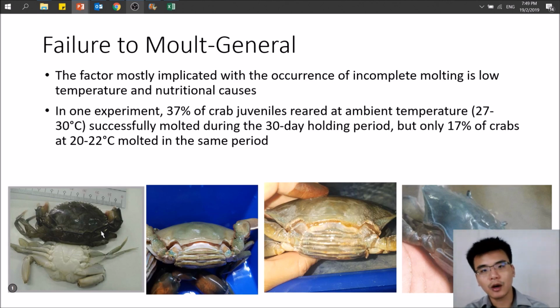However, in our case, we are always farming at about 27 to 30 degrees Celsius. So why are we still seeing failure to molt? It is essentially due to nutritional causes. We said earlier that our boxes are probably too small for the crabs to be able to feed at a high rate. This is specifically true for crabs that are above 500 grams.